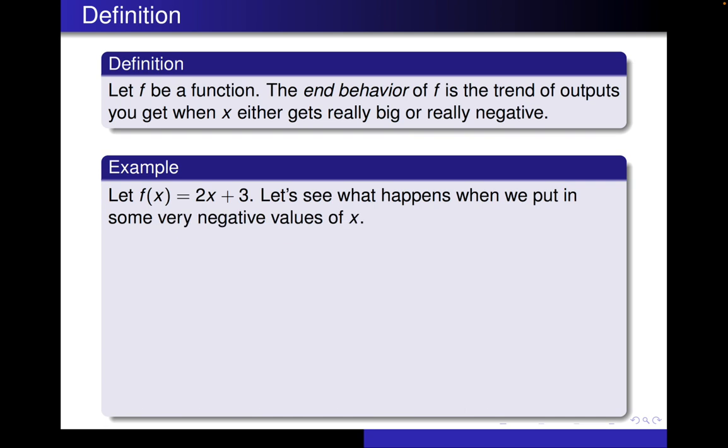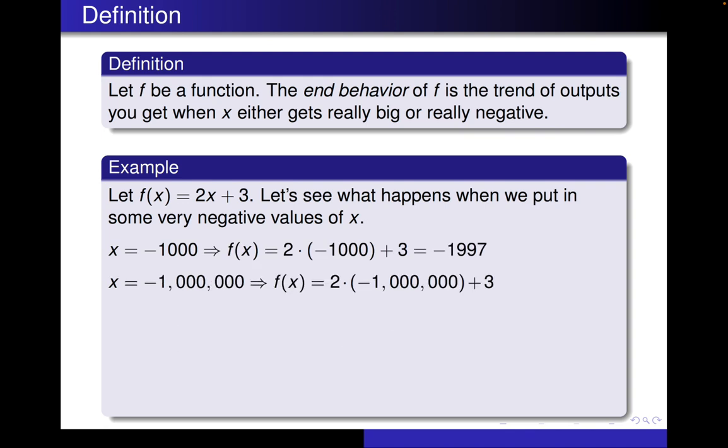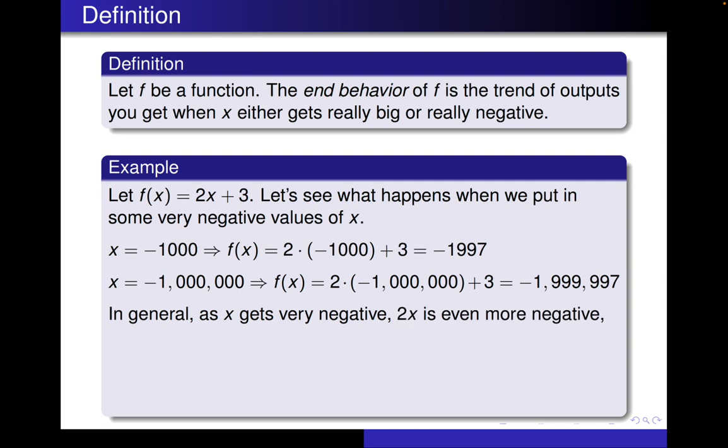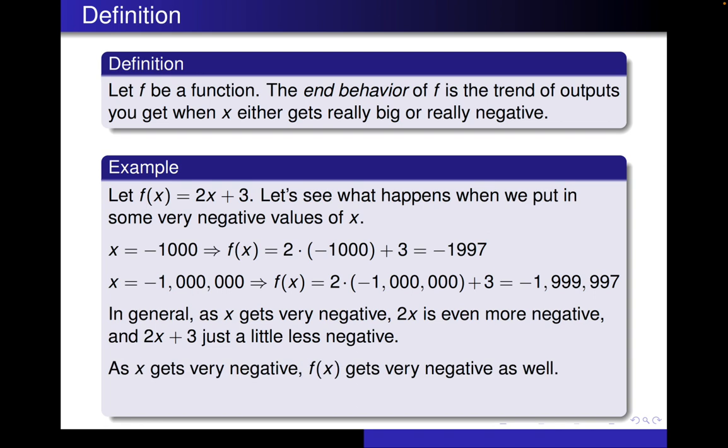All right, so let's see what happens when we put in some very negative values of x. So go way to the left on the x-axis. So if x equals negative 1,000, we do the same computations. We end up with negative 1997. If we put in negative 1,000,000, we get, well, a very negative number. Looks like we're finding ourselves a trend. As x gets very negative, 2x is even more negative, and 2x plus 3 is a little less negative than that, but only a little, which tells us that as x gets really negative, f of x is going to get really negative as well. Formally, that's saying that as x goes to negative infinity, f of x also goes to negative infinity.